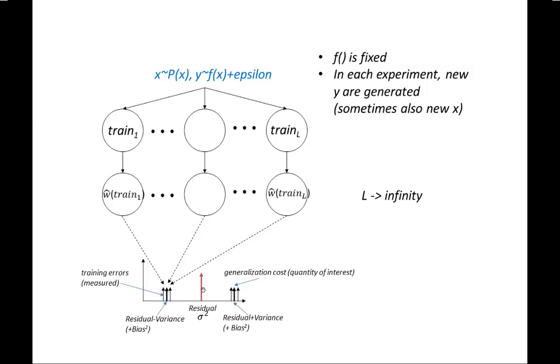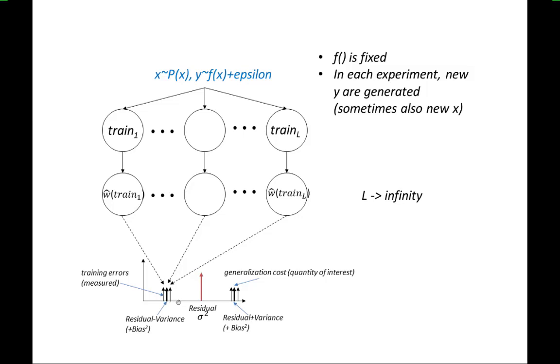So this is the best a model can ever do, because the epsilon or the noise cannot be predicted. So this is a yardstick, the residual noise. And if you look at the training error, on average it will be smaller than this quantity because of the effect of overfitting. So we also more or less reduce the error by overfitting.